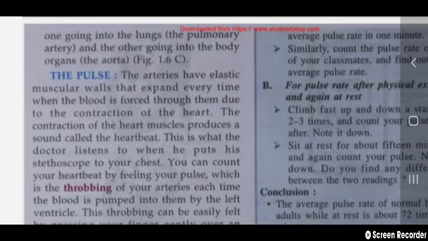So the pulmonary artery sends the blood that comes from the other parts of the body to the lungs, and the aorta, which I showed in that picture, sends the blood from the ventricle to all the parts of the body. As shown in the last page, it goes straight to the aorta, which sends the blood to all parts of the body, and the pulmonary artery sends the blood to the lungs.